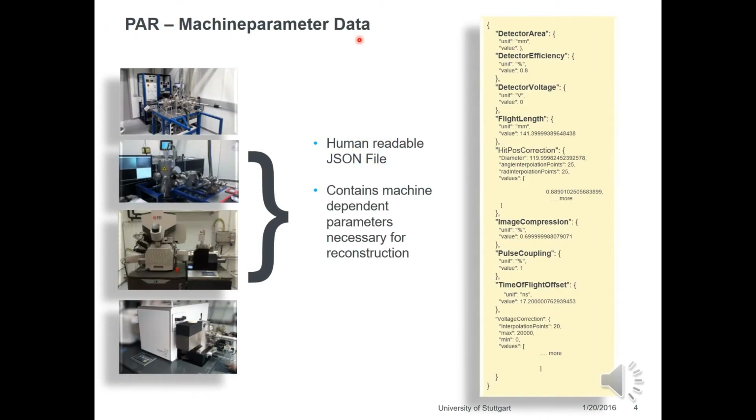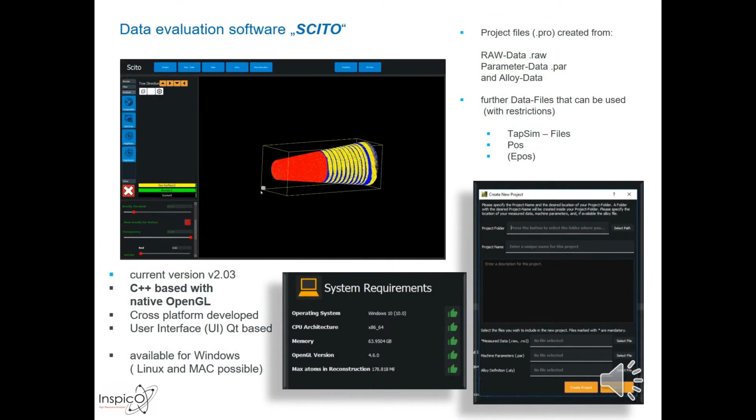For the later reconstruction, machine parameter data is necessary. As mentioned before, all atom probes have slightly different construction, so therefore we need a so-called machine parameter file. The machine parameter file includes the detector area, detector efficiency, and other variables which have been determined by calibration of the instrument. So this parameter file is unique for each instrument. The file itself is written in JSON, so human readable, and the parameters depend on the respective construction of the machine. Equipped with a raw file and the parameter file, you would leave the laboratory and use the software which we call Skito to reconstruct your data.